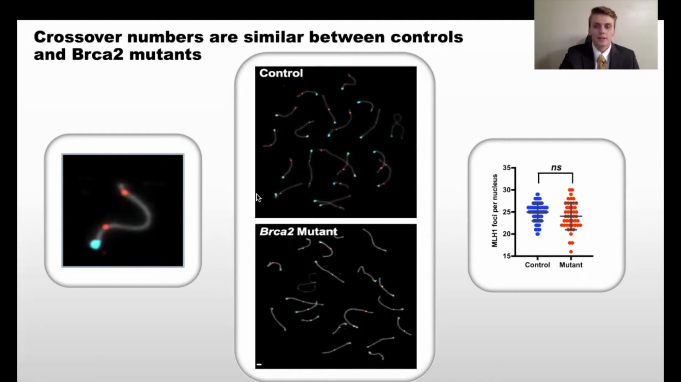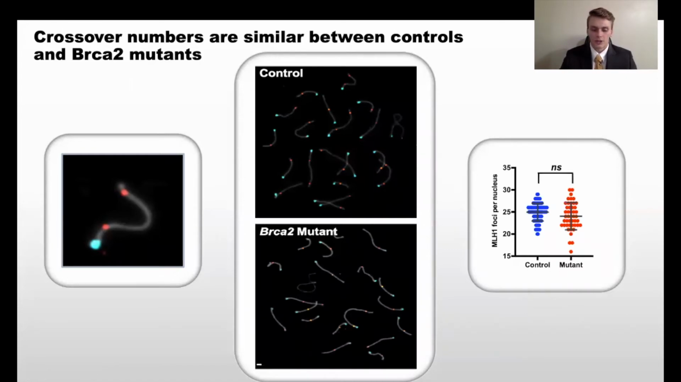On the right, over here in the graph, the number of MLH1 foci per nucleus is plotted for the control and mutant groups. We did not observe any significant difference between the control and BRCA2 mutant spermatocytes, but there was a higher variance in the mutant group, as you can see from the wider distribution of data points. This could suggest that crossover formation was less precise in the mutant group.